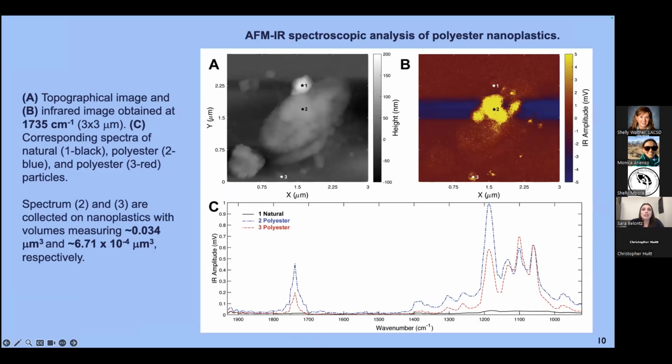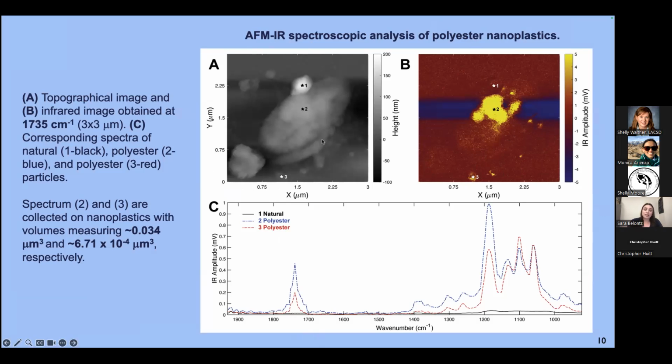So this is an image that I really love to show. And this originally came in a 50 by 50 micron scan. And like the other one, I zoomed in on a very, very tiny particle. And it was originally this one here. So this is a 3 by 3 micron scan. And similar to the other one, this was run at 1735 centimeters.